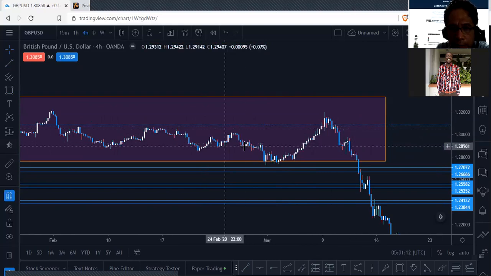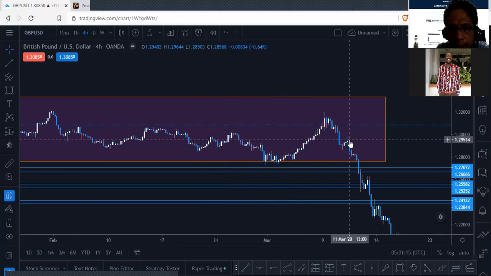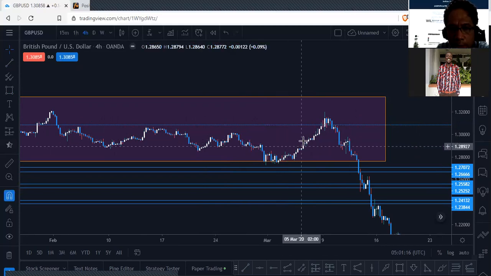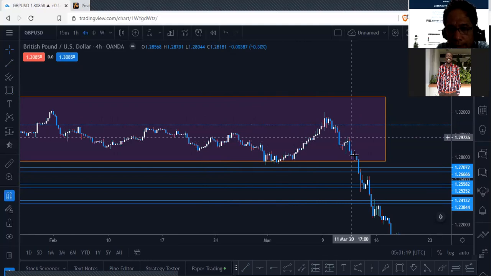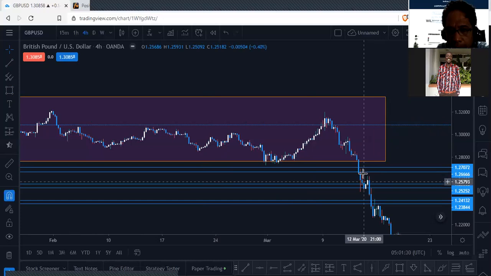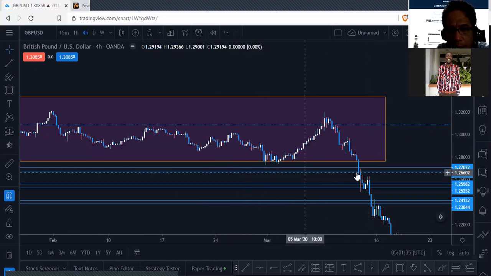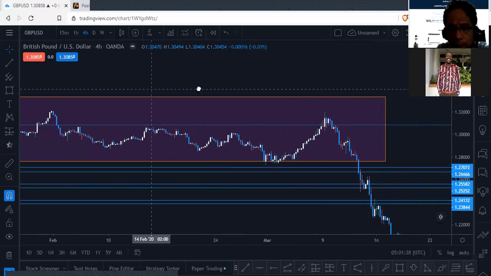If you can see it here, this is support that was broken. See that? One, two, support that was broken, retest, attack. Here, this is a structure, then broken, attack. Here, you can see this is the breakout point, retest, then attack. All my marks here show you it is the best way to attack the market.